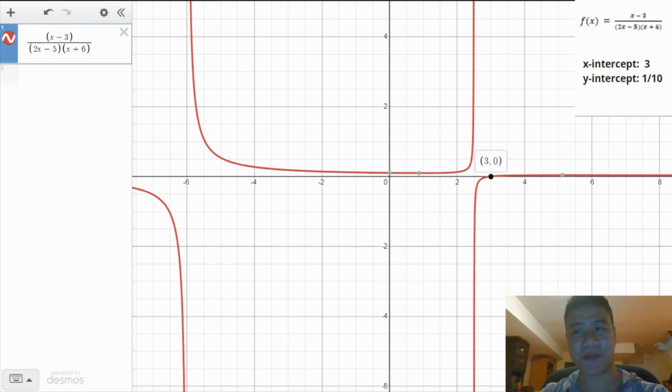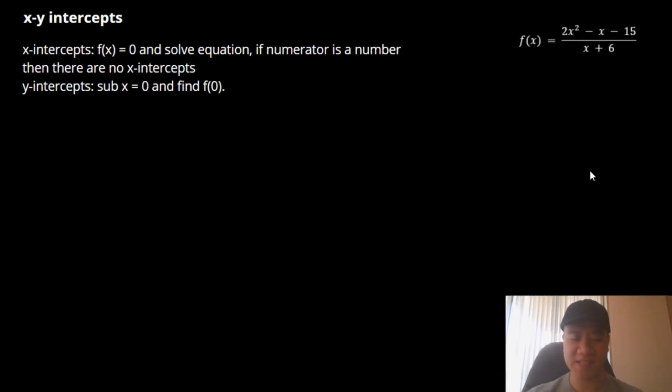And our y-intercept we got as 1 over 10. We can see that this one is indeed 1 over 10. 0.1 is 1 over 10. And there we have it. Okay, so let's do our last example.